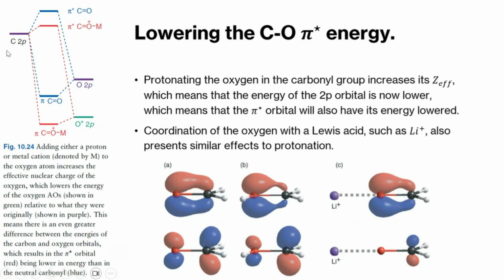So now I want to talk about the exact mechanisms for lowering that pi antibonding energy. Protonating the oxygen in the carbonyl group will increase its effective nuclear charge, which then means that the energy of the 2p orbital is now lower, meaning that the pi antibonding orbital will also have its energy lowered. And in addition, here's a little fun fact: coordination of the oxygen with a Lewis acid, such as the Li+ ion, the lithium cation, also has similar effects to protonation, lowering the energy of that pi antibonding orbital.